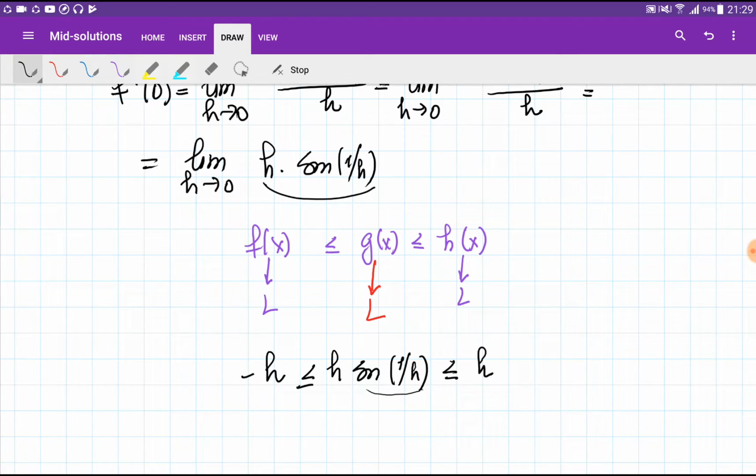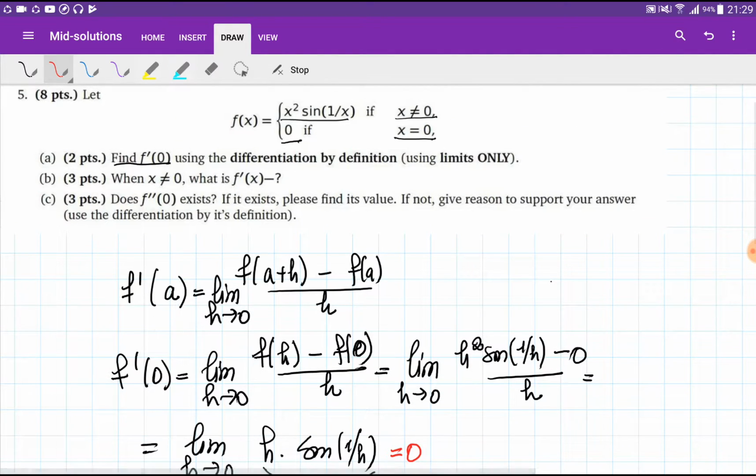The range of the sine is always between minus 1 and 1, right? So when the sine has its maximum value, it will be simply 1, so the maximum value of this function is h. And the minimum value of the sine is minus 1, so the minimum value of this function is minus 1 multiplied by h. We know that when h goes to 0, this function goes to 0, this one goes to 0, so the limit of this one is also 0 according to the Sandwich theorem. So the derivative of this curve at the point 0 is simply equal to 0.